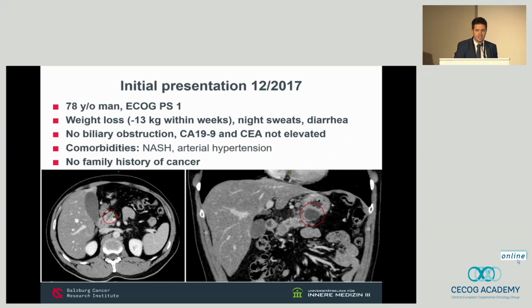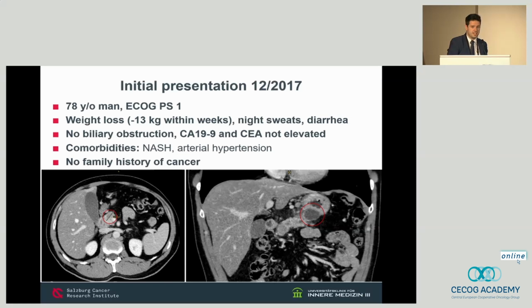In this first case, a 78-year-old man came to me in December 2017, because the general practitioner sent him to our oncology clinic. The patient lost 13 kilograms within a few weeks and complained about night sweats and diarrhea. The man was in good shape at that time point. He presented with an ECOG performance score of 1. He had not many comorbidities, just a non-alcoholic steatohepatitis and arterial hypertension, and had a negative family history concerning cancer.